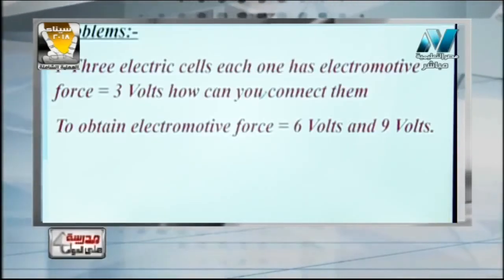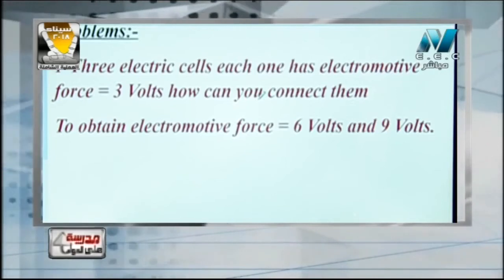If I understand, not just memorize. From the previous type of questions we learned that we can answer from the question, meaning extract the answer from inside the question by an easy way. As we will see now, in a new type of question we will talk about the connection of the electric cells. Here it says 3 electric cells, as we see in front of us, each one has electromotive force equal 3 volts. How can you connect them to obtain electromotive force equal 6 volts and 9 volts?